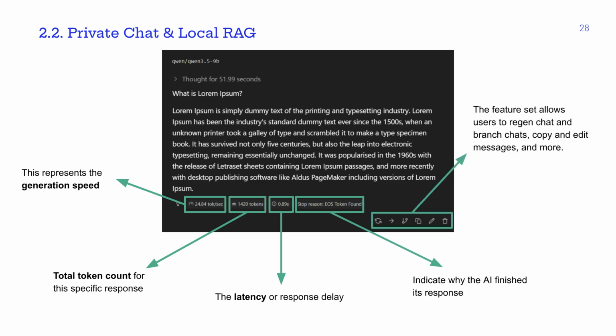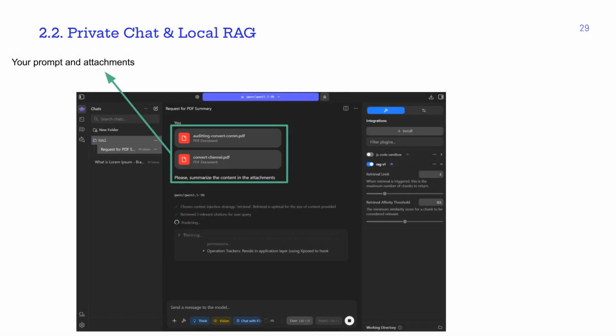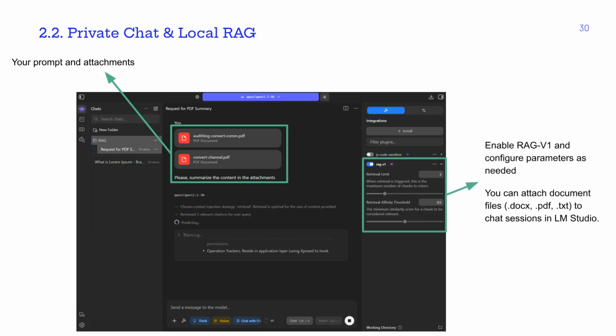LM Studio's chat interface allows for advanced features like regenerating chats, branching conversations, and editing messages. The chat input area is where you type your prompt and include any necessary attachments. You can enable RAG and configure parameters to use documents like docs, PDF, or plain text to augment the model's knowledge for personalized answers.